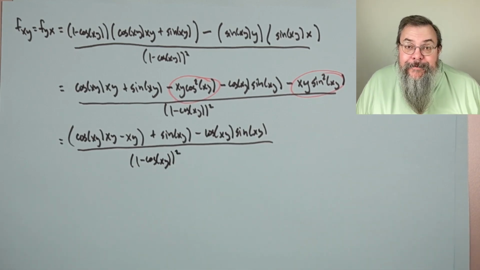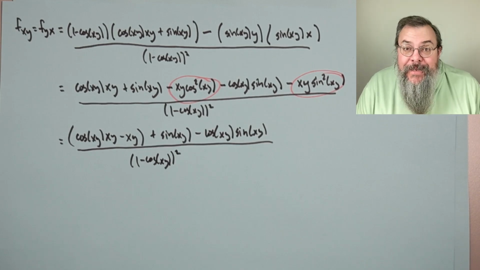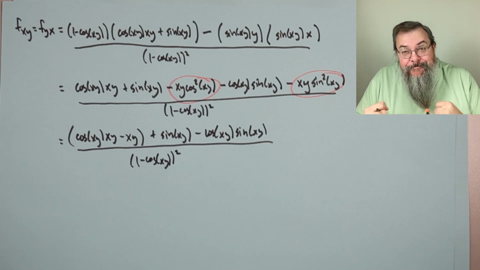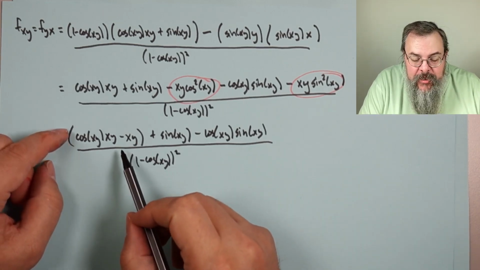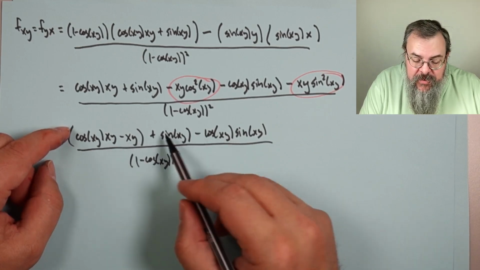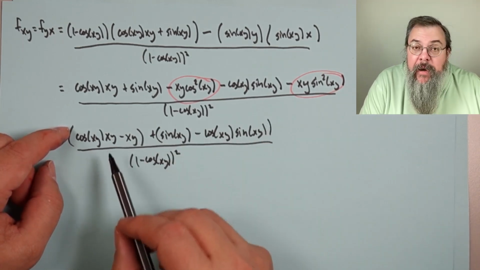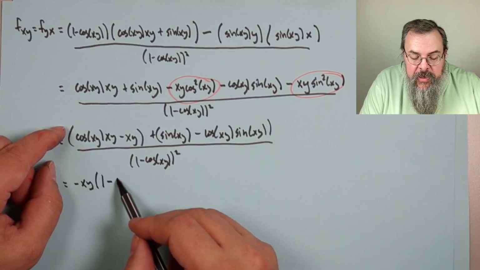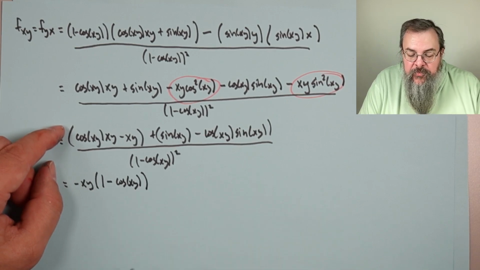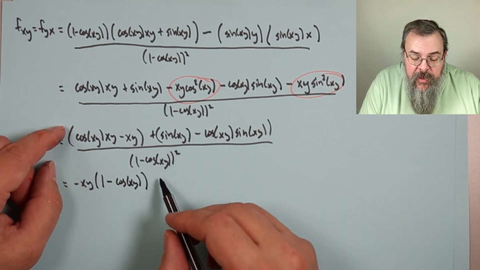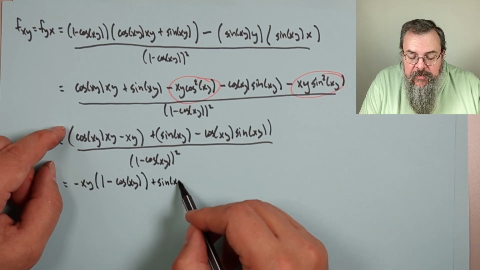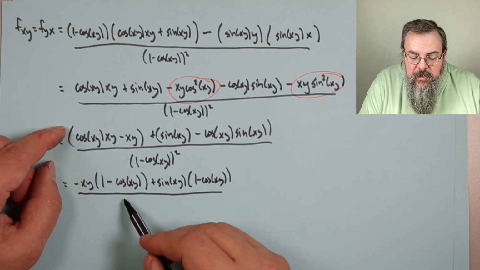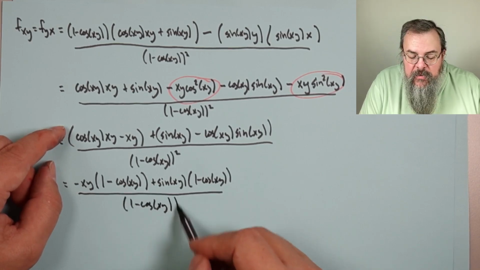Phew. Are we done? No. We can keep going, right? Just when you think that you're done, the problem pulls you back in. We can pull out here an xy. That's common. And I'm going to pull out a minus xy. We'll see the reason for that logic in a second. That would leave us with 1 minus cosine xy. Here, they have sine xy in common. I'll pull that out. Sine of xy, 1 minus cosine xy, over 1 minus cosine xy squared.